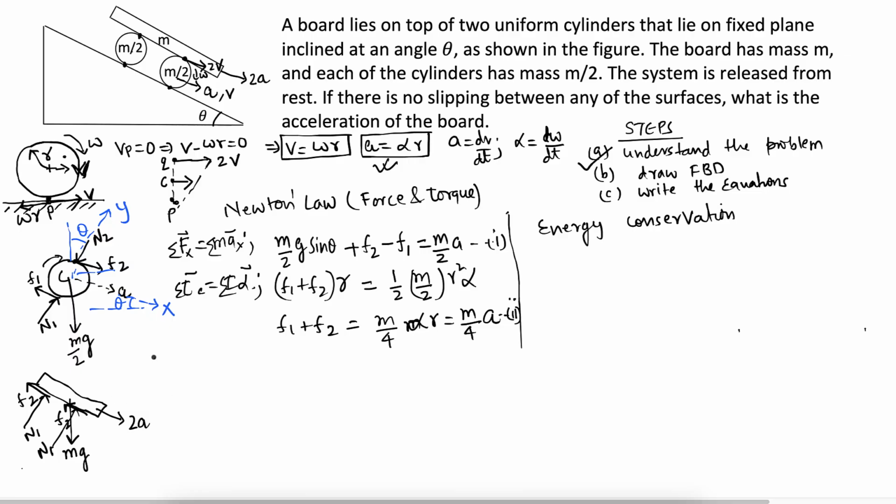So we again write the same, F x equal to m a x, and this time it is mg sine theta minus 2 F2, and m into 2a, right? We know that the acceleration of the board is 2a. Let's say this is equation 3.